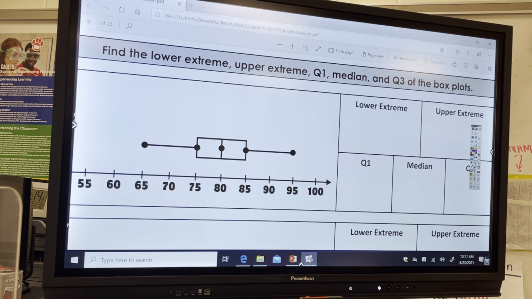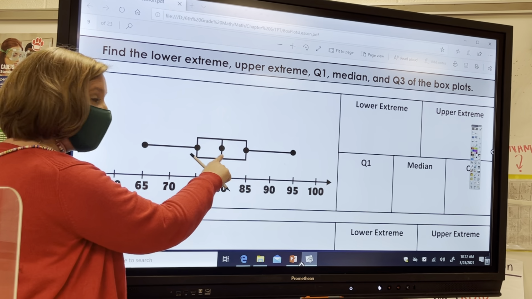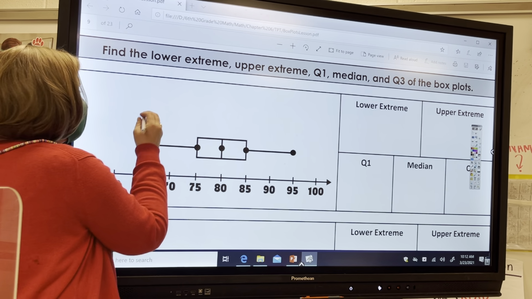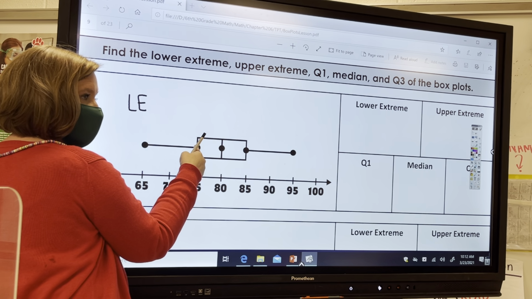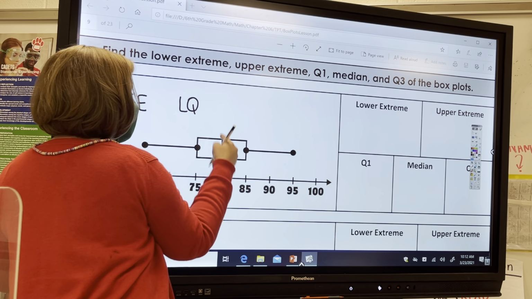Why are you writing the numbers down? They gave it to you. What's our first step, y'all? What do we need to do? Label our box plot. What's here? The lower extreme. What's here? The lower quartile. What's here? Median. What's here? Upper quartile. And what's here? Upper extreme. Now put your numbers over there.